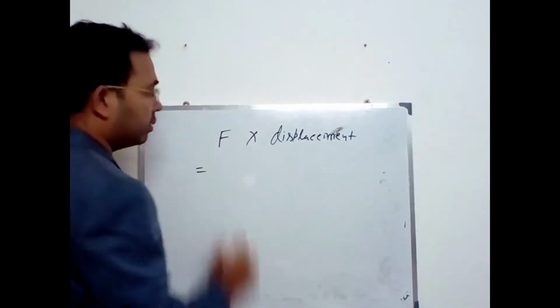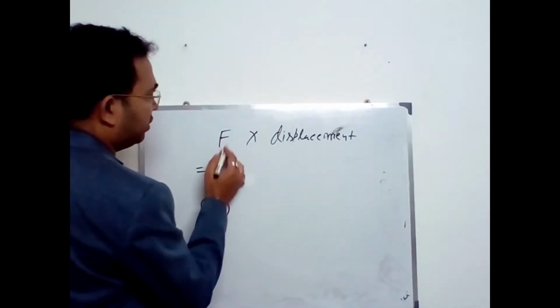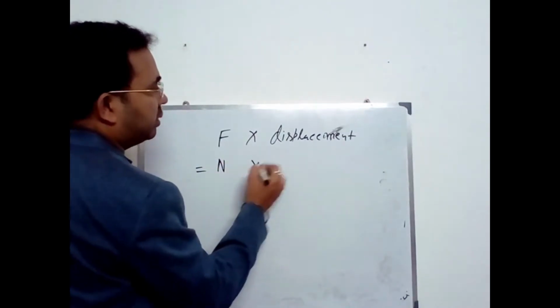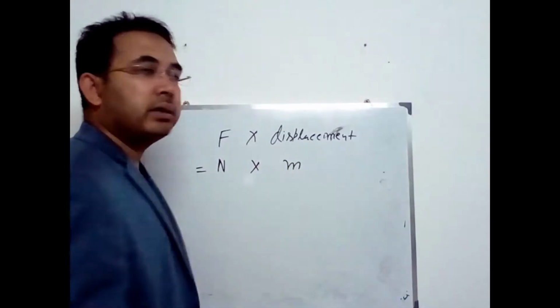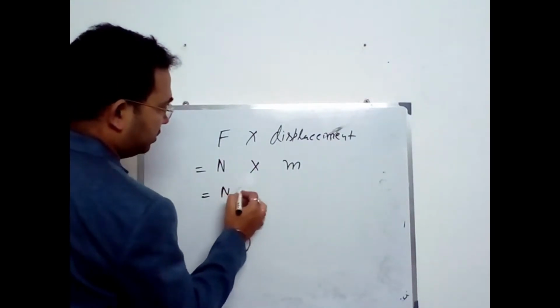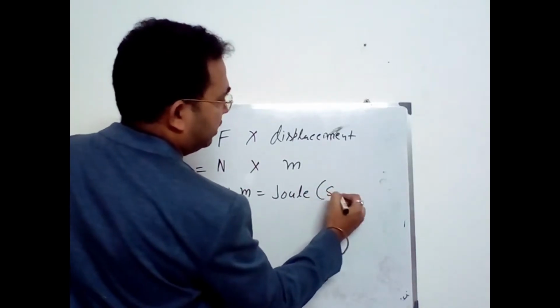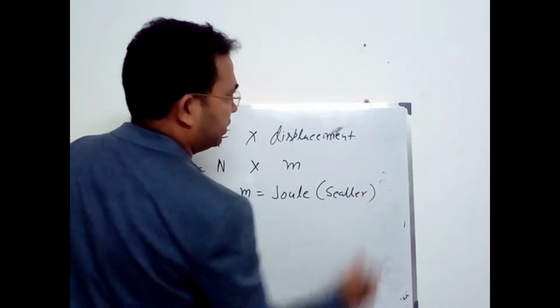So what is the unit of work done? As you know, the magnitude of force in SI unit is Newton and the displacement is simply meter. So Newton meter, which is equal to joule, and which is a scalar quantity.